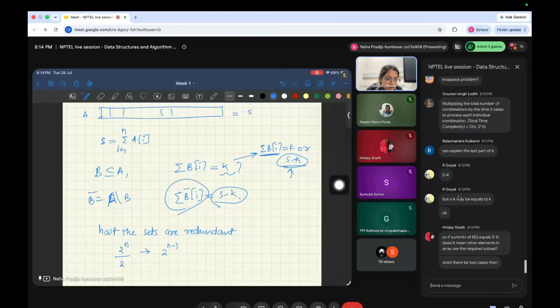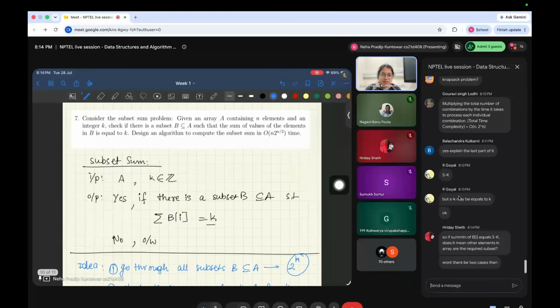Okay, what is the question? So if the summation of elements in B is equal to S minus k, that means the remaining subset, the complementary subset, gives you a sum of k. But remember that this is a decision problem, right? So you only need to tell yes or no, whether there is a subset whose sum is k or not. That's all. You don't need to give the subset.